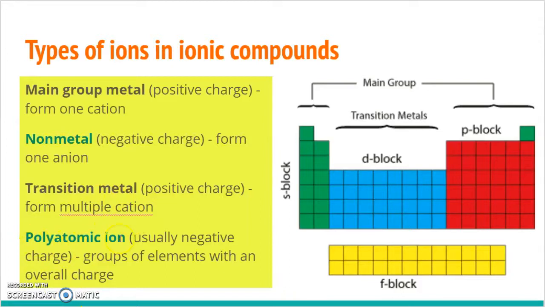Then finally we have polyatomic ions. This beginning here, poly, always means many atoms that are an ion. So basically it's a group of elements that overall has a charge, and usually these are going to be nonmetals and they have a negative charge. So we use these nonmetal groups as our negative ion to pair with a metal typically.